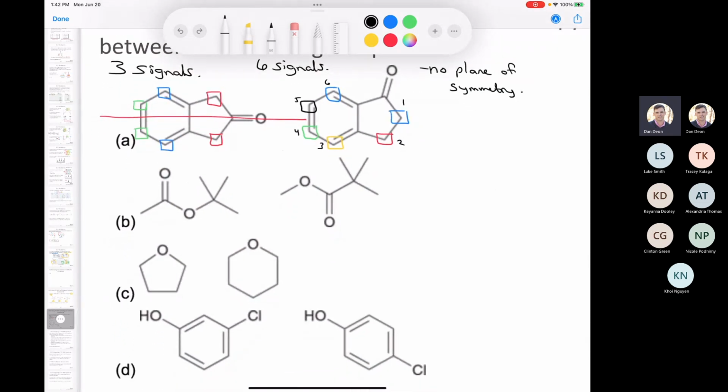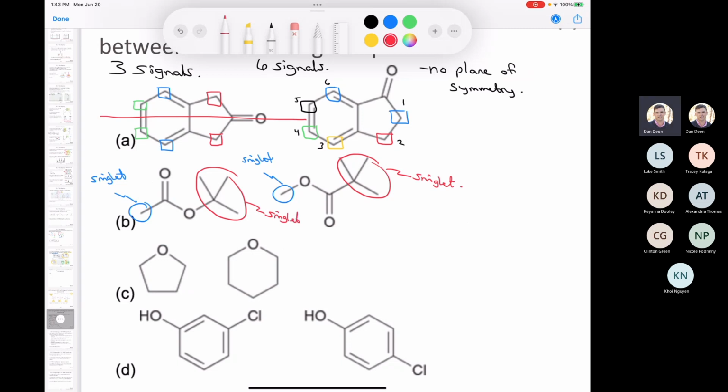B is a little more interesting because these 2 compounds both have something in common. They both possess a tert-butyl group. You see a tert-butyl group here and a tert-butyl group here. And they both possess a methyl group. Now, the methyl groups, neither of them are coupled to any protons. So this would give you a singlet. This would give you a singlet. And a tert-butyl group is always a singlet. So this is a singlet. And this is a singlet. They both give you 2 singlets.